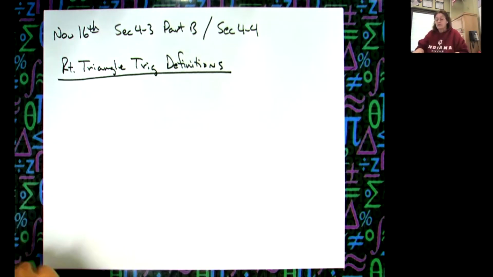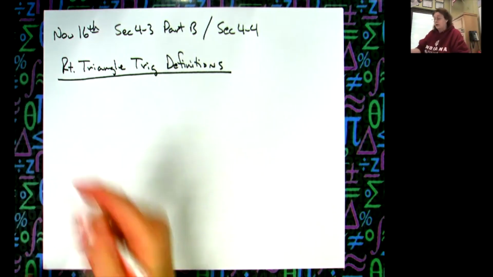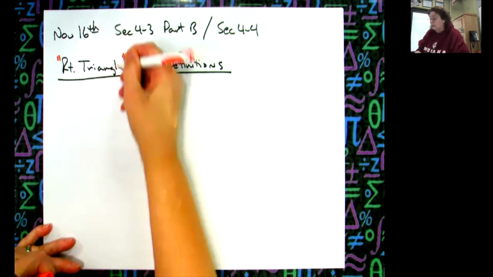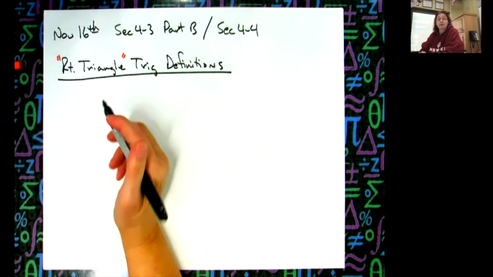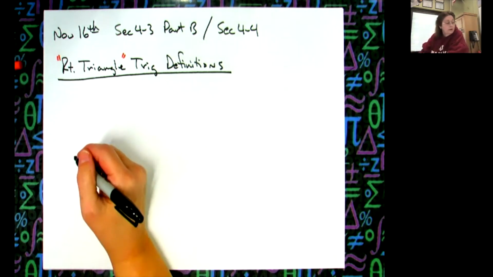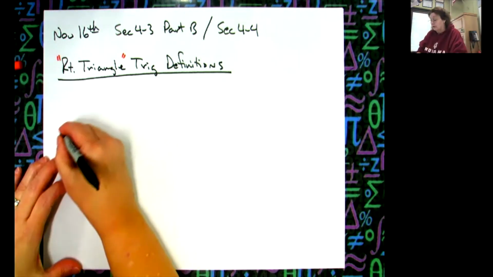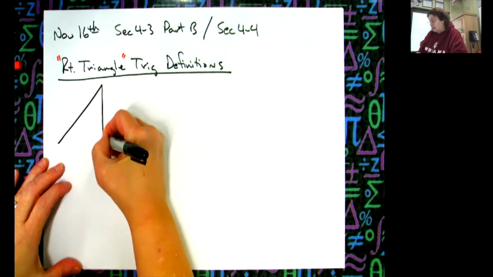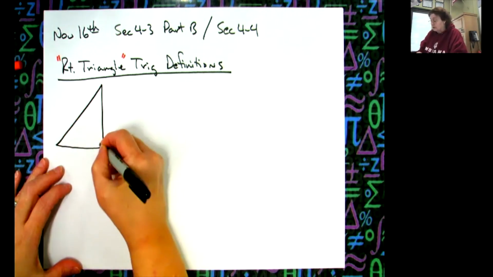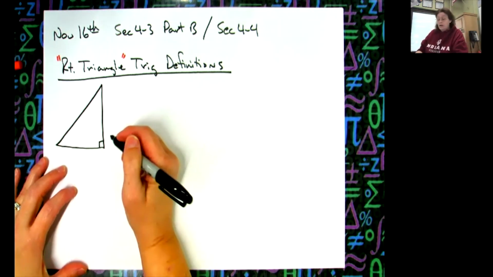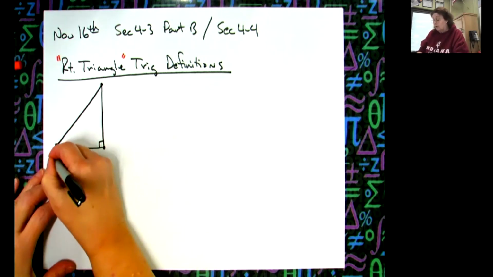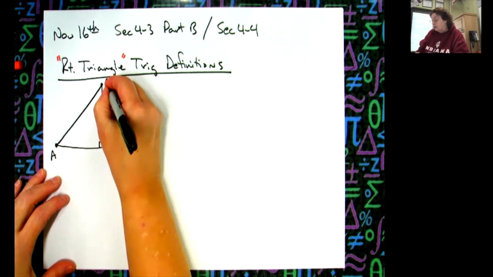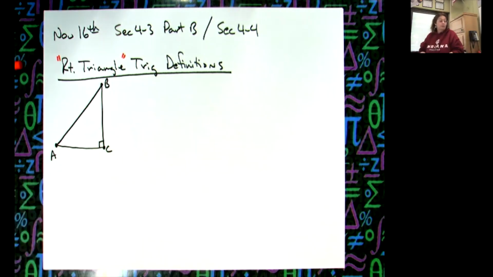Now obviously since this is called right triangle trig, this is only going to work when we have a right triangle. These definitions do not work on any other type of triangle. You got to have a right triangle. So I'm just going to draw a generic little right triangle here. It can technically be going any direction that I want. And then I'm going to go ahead and label those vertices, capital letters if you remember from your geometry class.